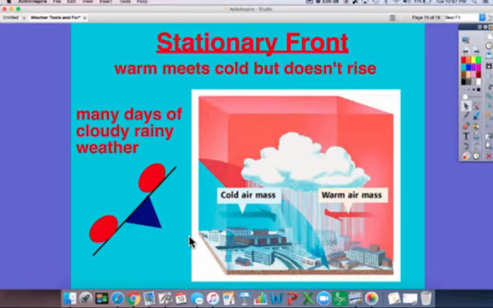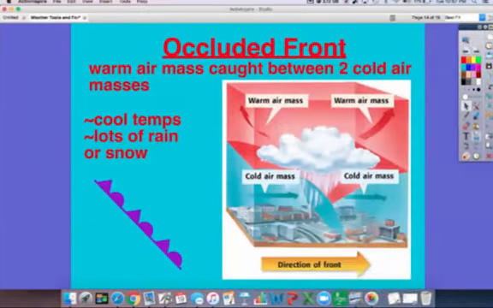And because stationary means you're not moving, a stationary front feels like it doesn't move. It just sits there. And we get many days of cloudy weather, rainy weather, drizzly weather. Not a very aggressive weather system, but still kind of annoying.